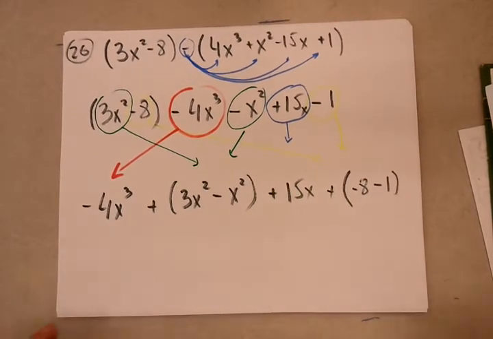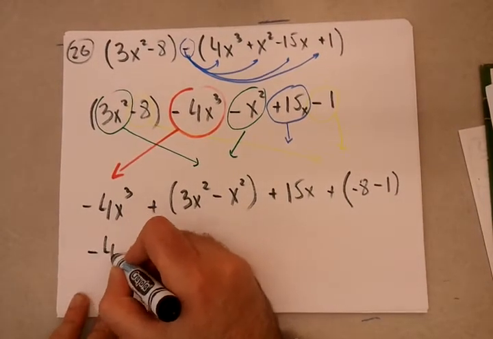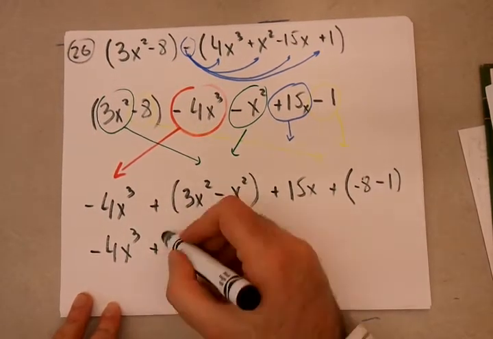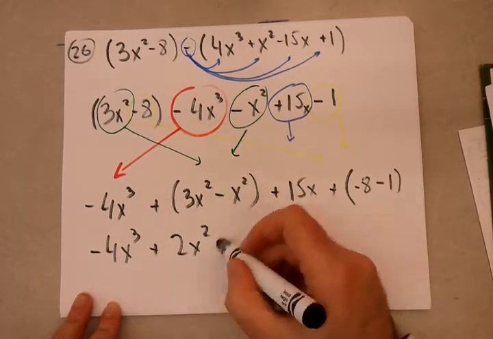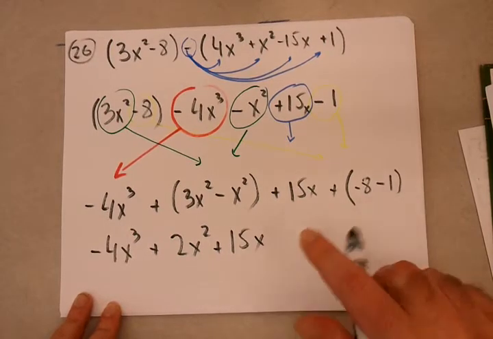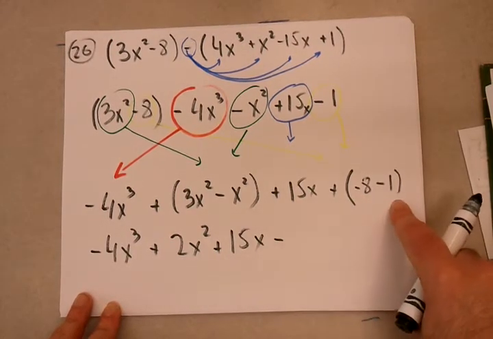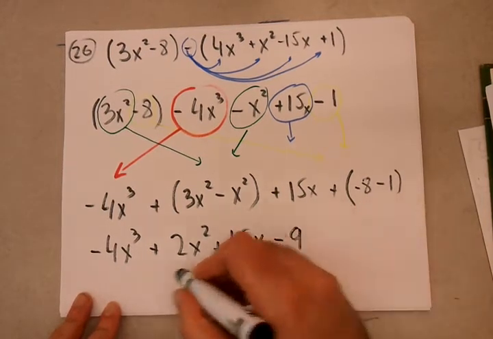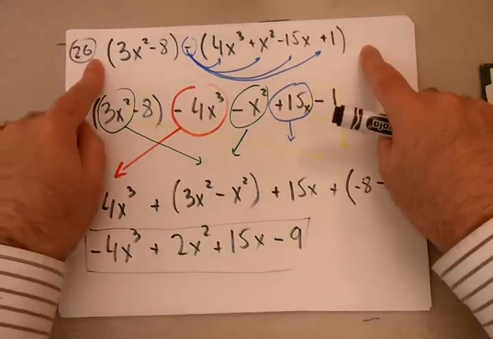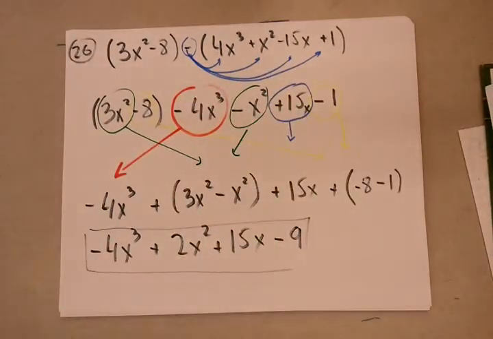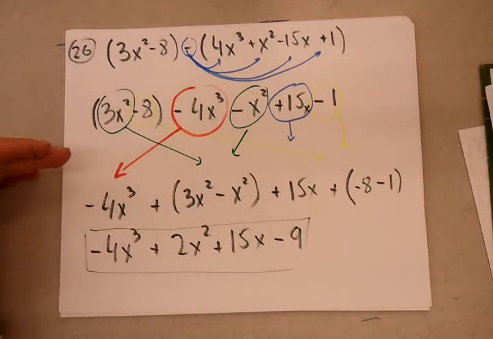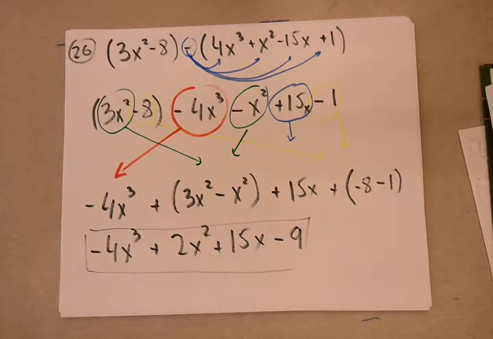So now I just do some number crunching. This stays because there's nothing we can do. Plus 3x squared minus x squared, that's 2x squared. That just comes down. Negative 8 minus 1, that's minus 9. So that's my new polynomial that I got by subtracting the original polynomial. So there was a difference there. I worked it out, and this is my new polynomial.